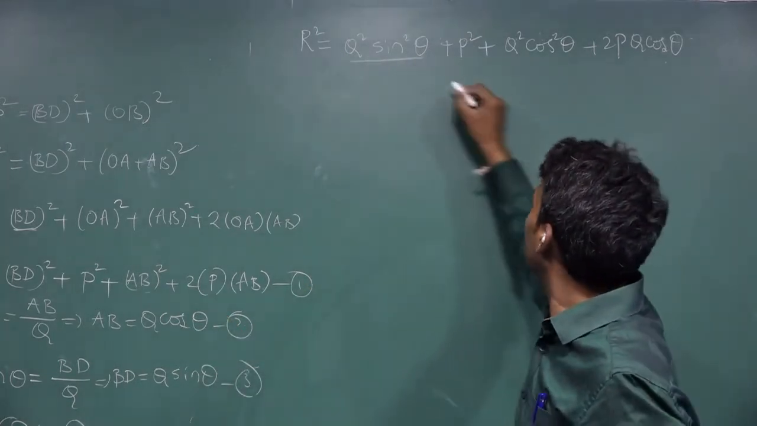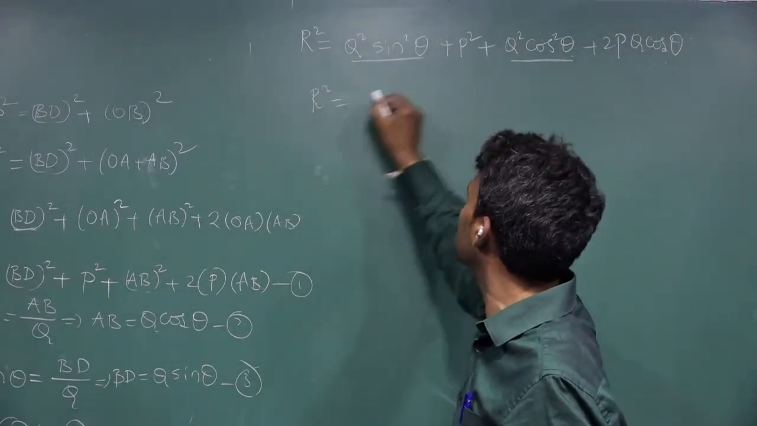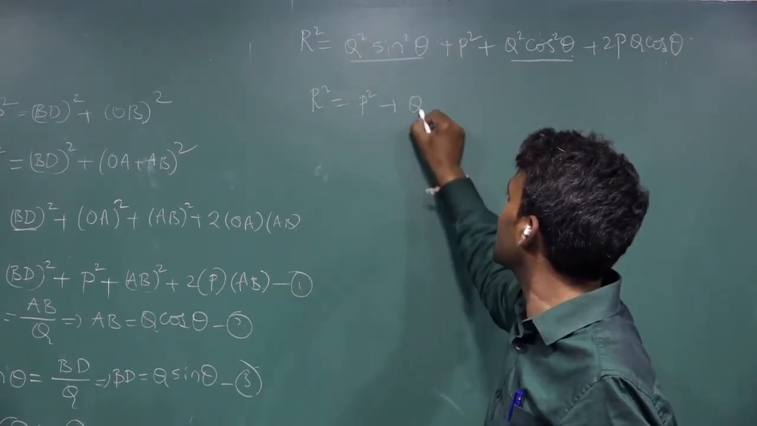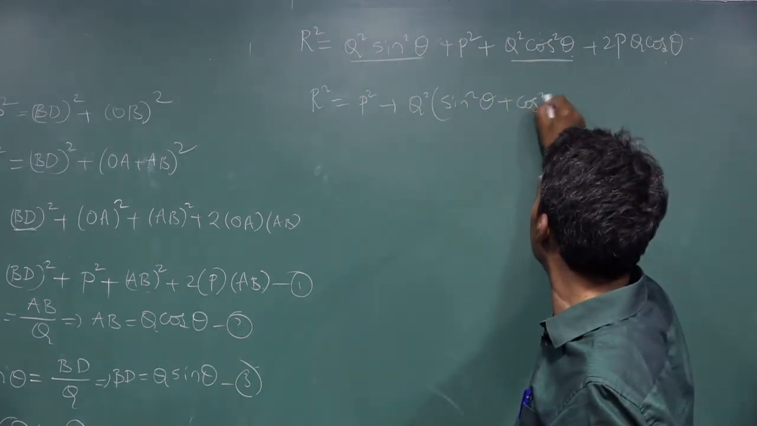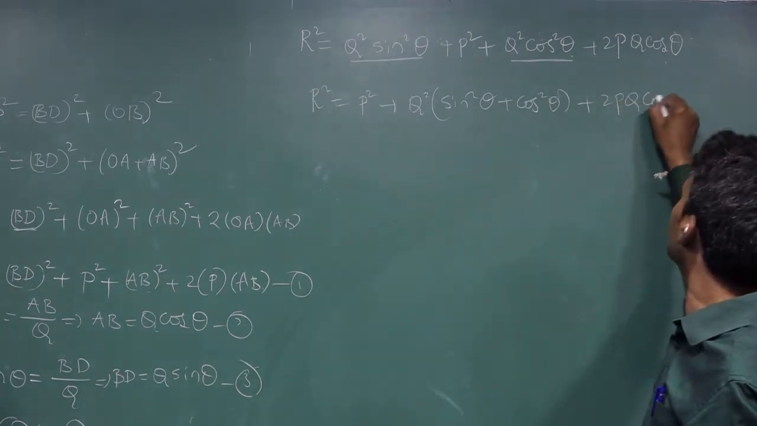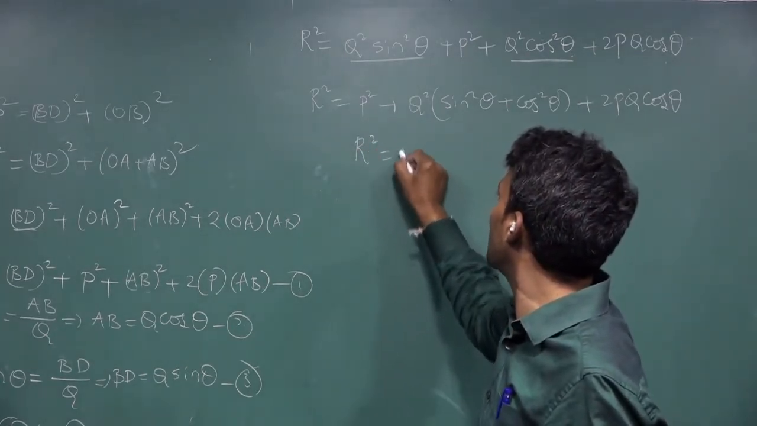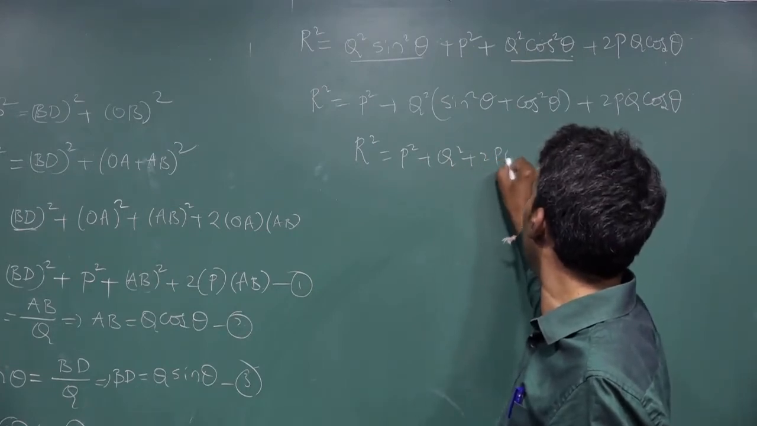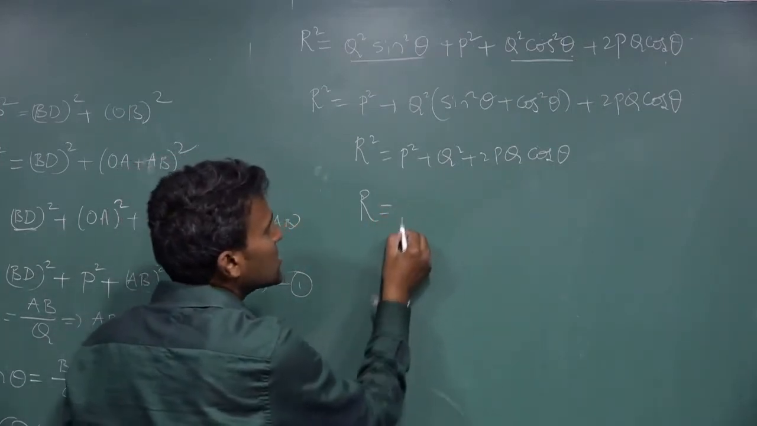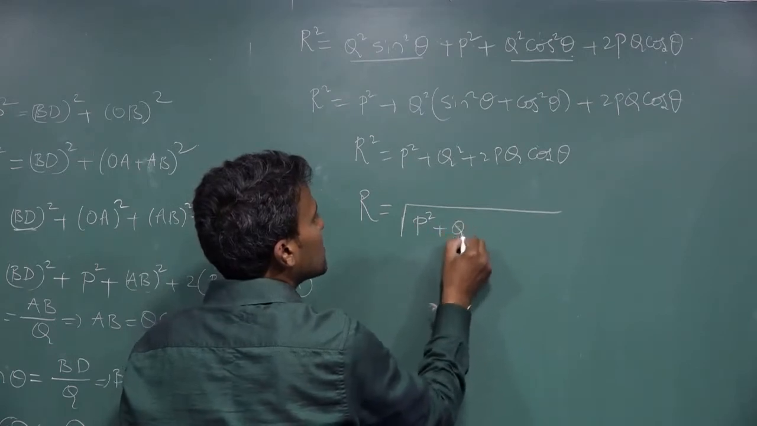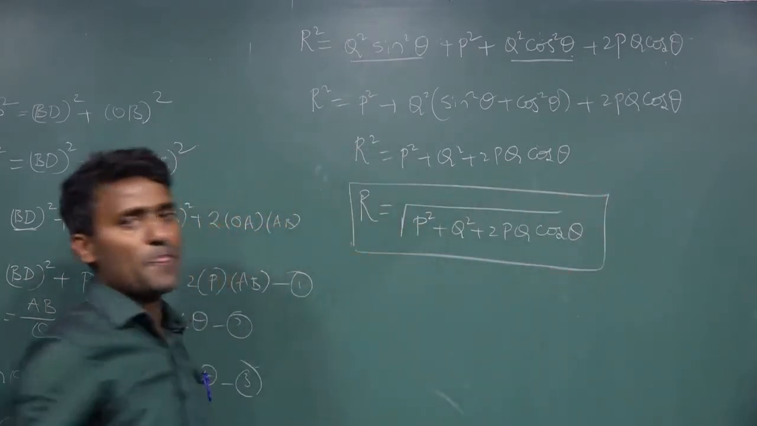Now in this one, Q square sin square theta and Q square cos square theta are there. What can you take common? Q square, if you take it common, first I am writing P square. Here sin square theta is remaining, and in this one cos square theta is remaining: sin square theta plus cos square theta, plus 2PQ cos theta. Now sin square theta plus cos square theta is equal to 1. We can write R square is equal to P square plus Q square plus 2PQ cos theta. Now the resultant vector R is equal to the under root of P square plus Q square plus 2PQ cos theta. It is the resultant.